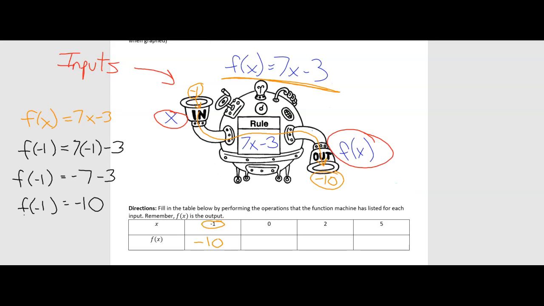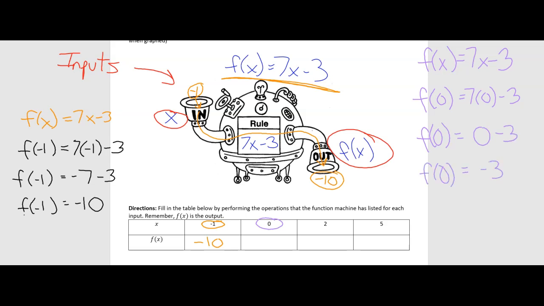If I'm going to do x is equal to 0, again, I start off with my original function. And if I'm choosing 0 for my x value, I replace all of my x's with 0. Then I just begin to simplify. 7 times 0 is 0, and 0 minus 3 is -3. So -3 becomes my output when my input is 0.